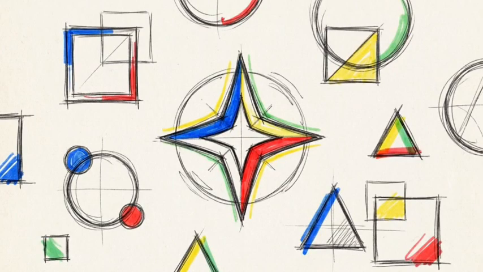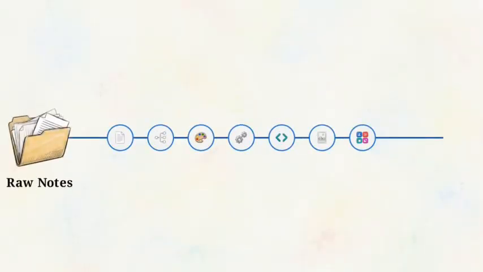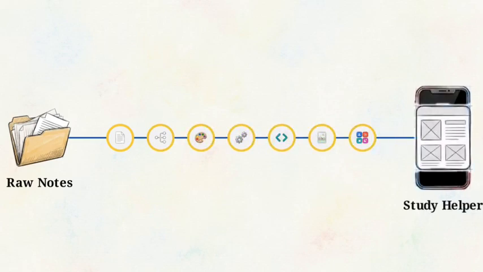Beyond the standard Gemini chat interface, Google offers a suite of specialized AI tools for image generation, app building, and automated workflows that often go unnoticed. To see how these work together, we're going to take a messy folder of raw study notes and transform them into a fully designed, coded, and marketed application called Study Helper.